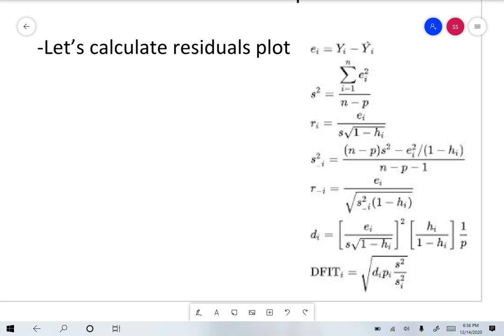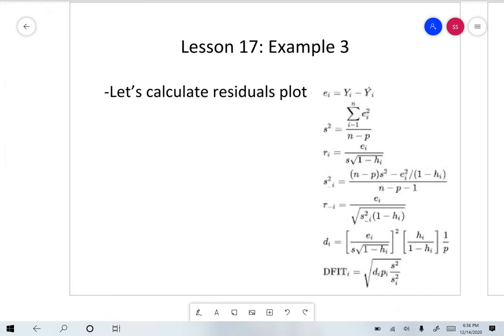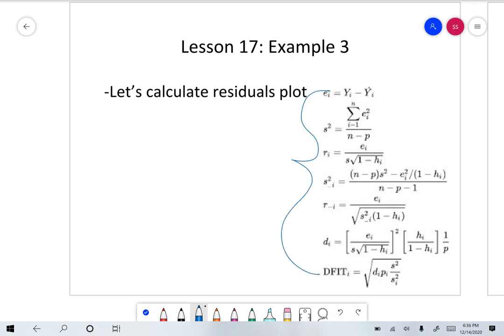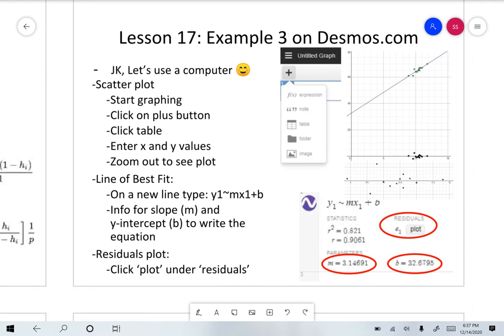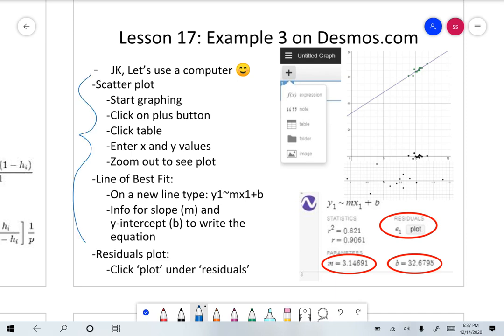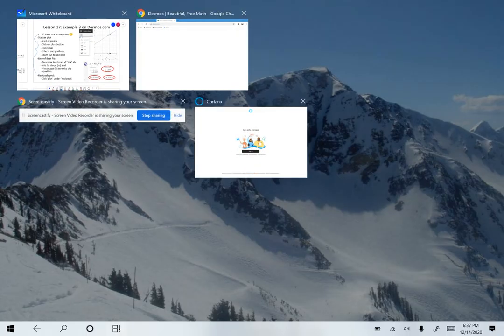We are going to get onto Desmos though and calculate a residual plot. Now this will get you a residual plot. Do we have to do it this way? No, I'm going to show you how to do it on the computer. So maybe pause this screen and follow these directions to get your scatter plot going, or come back to this screen. I am going to walk you through it on Desmos, so you could also just follow me while I'm doing it. But there are the steps if you just want to look at the steps and not listen to me explain it.